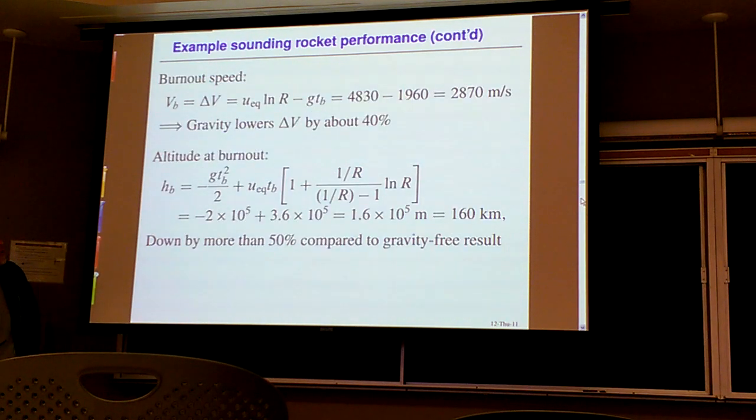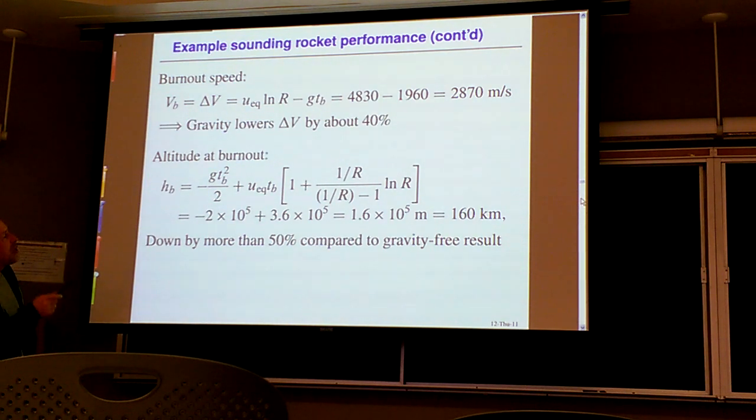So if we look at how fast we're going at burnout, we have our rocket equation term minus the gravity penalty term. If you look at these separately, you see that the gravity penalty is about 40% of the total, so it lowers your total by about 40%. Without gravity, you would have gotten almost 5 kilometers per second, but with gravity, you get only about 3 kilometers per second, roughly speaking.